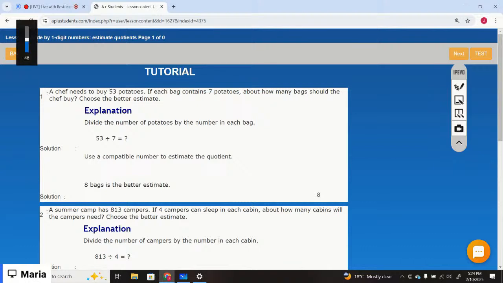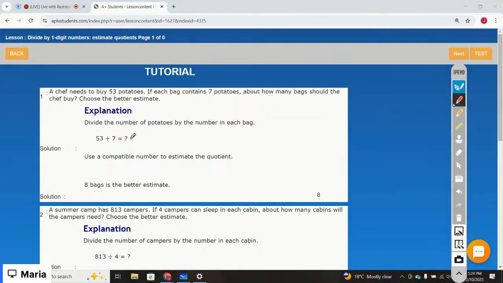A chef needs to buy 53 potatoes. If each bag contains 7 potatoes, about how many bags should the chef buy? Choose the better estimate. So you have to divide 53 by 7.